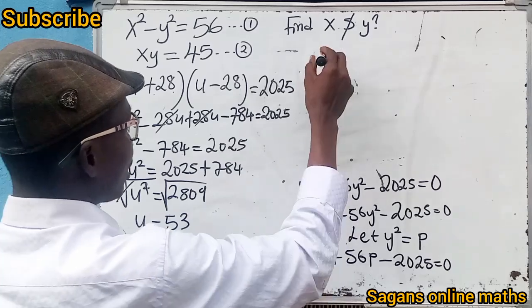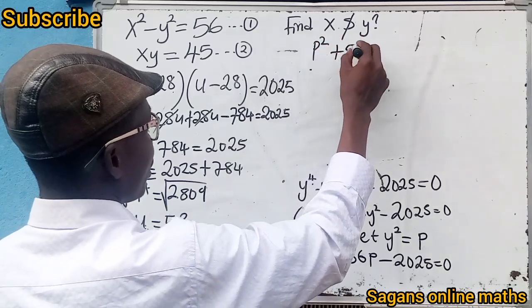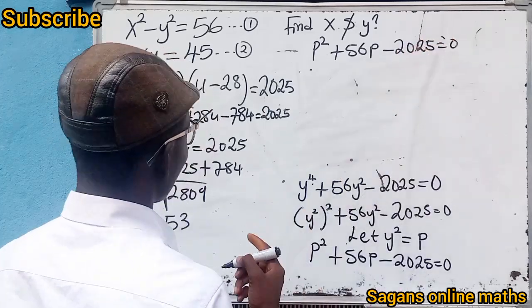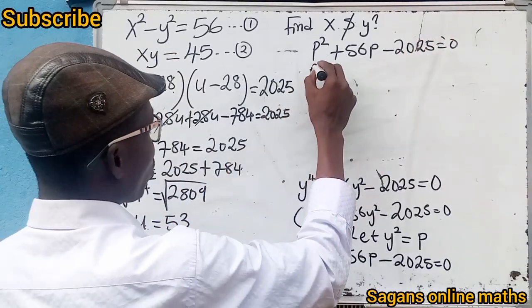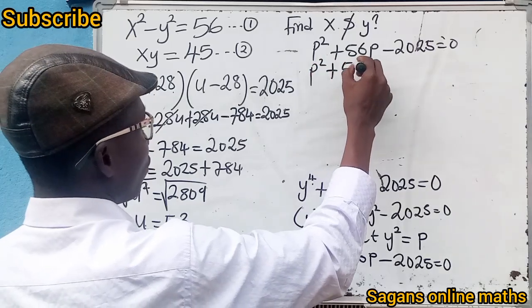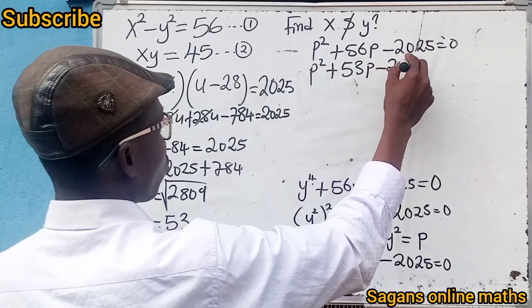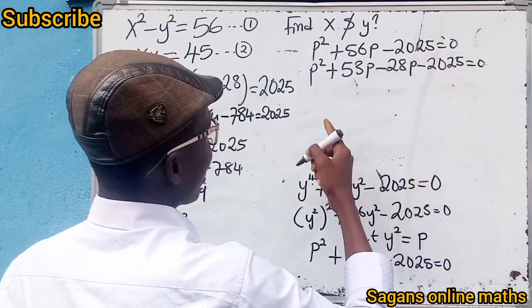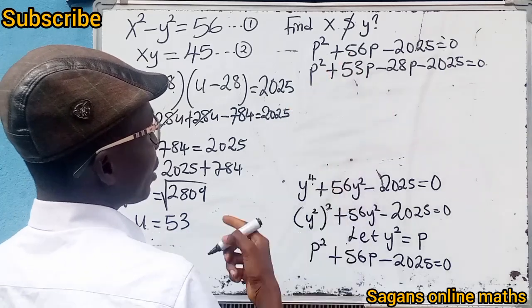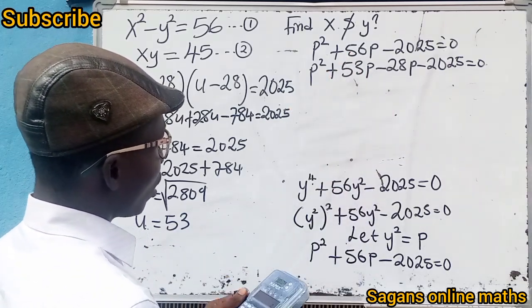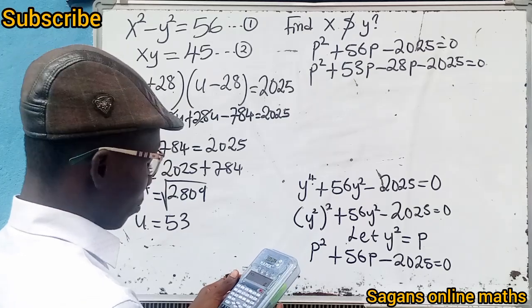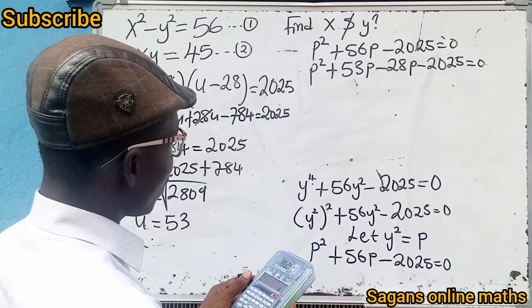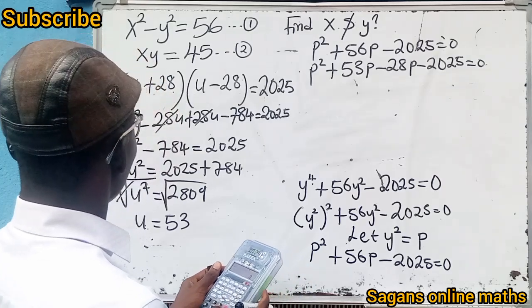So we are getting the number now, so we can say that this is p square plus 56p minus 2025 equals 0. So let's see, this now becomes p square plus 53p minus 28p minus 2225 equals 0. You can see that 53 minus this will give us 56. Let's see, 53 minus 28 is 25.